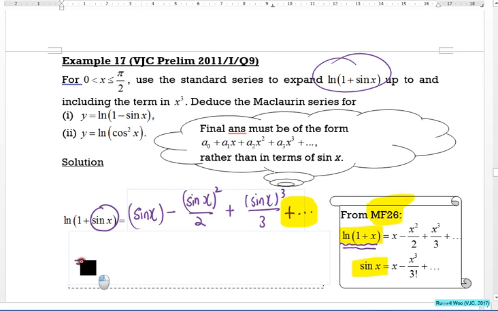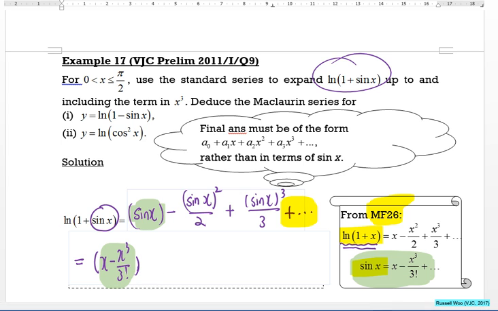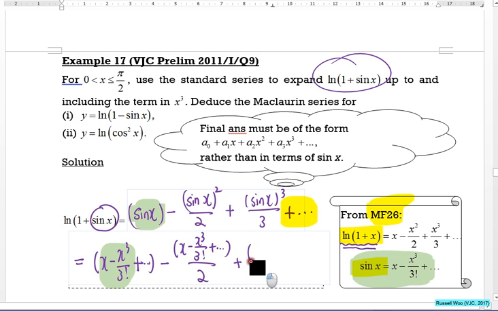Which is x minus x cubed over 3 factorial. This one is actually sine x, because sine x is this. Sorry, I forgot the plus dot dot dot. I should be consistent. Cannot erase. Plus dot dot dot. Minus away x minus x cubed over 3 factorial, all squared over 2, plus x minus x cubed over 3 factorial, all cubed over 3. Then you say, oh, so complicated. How do I do this? Never mind.